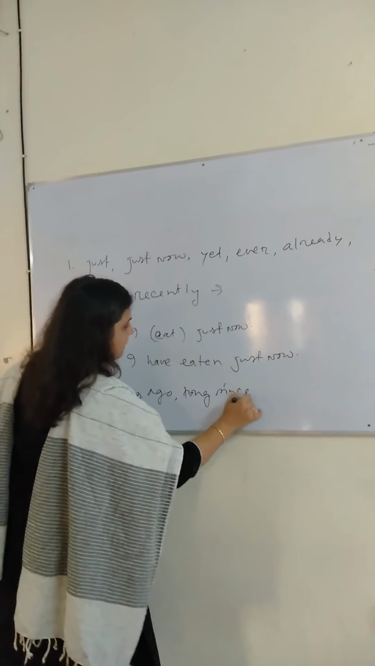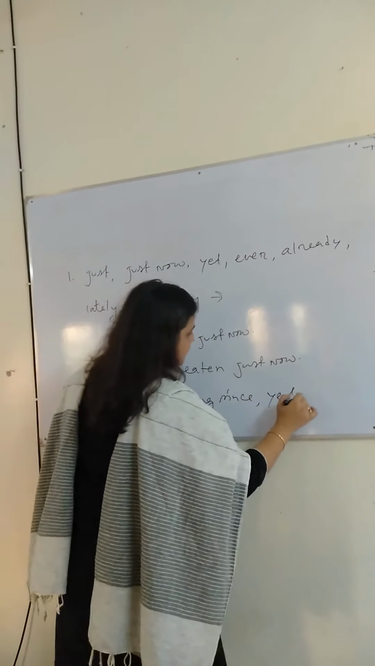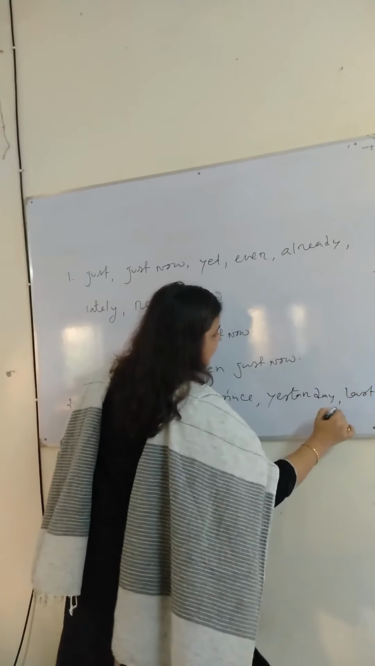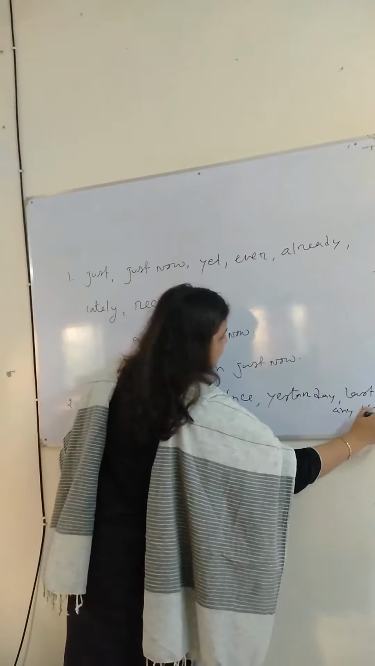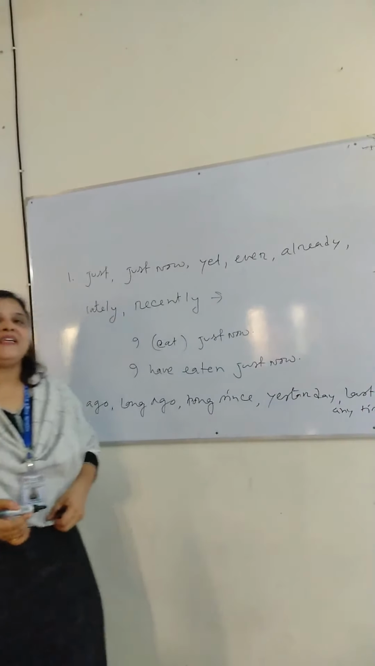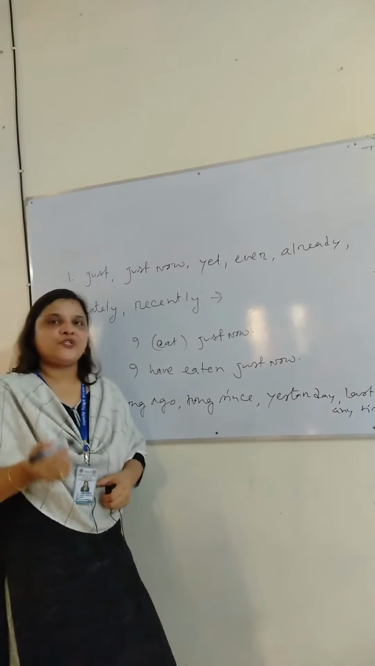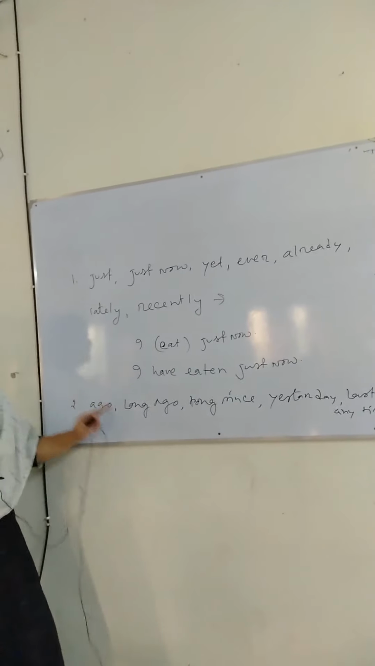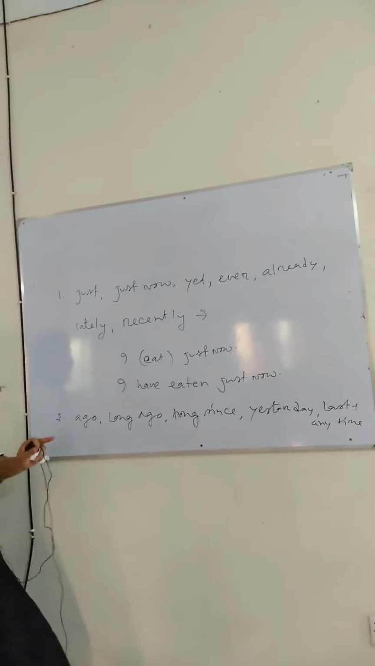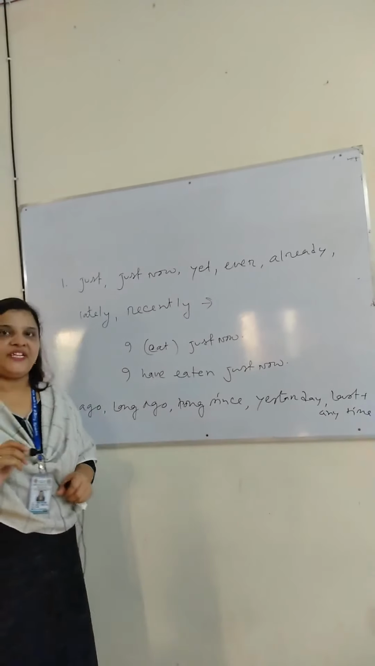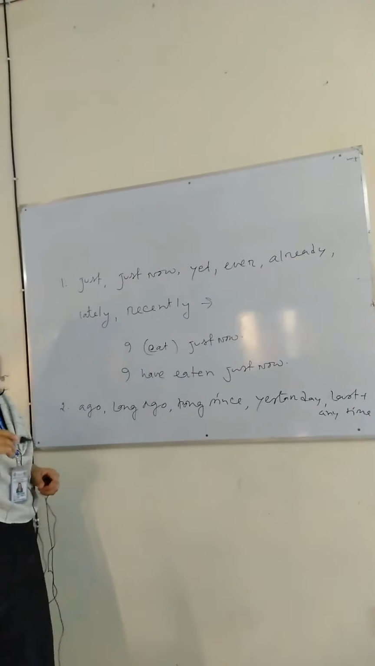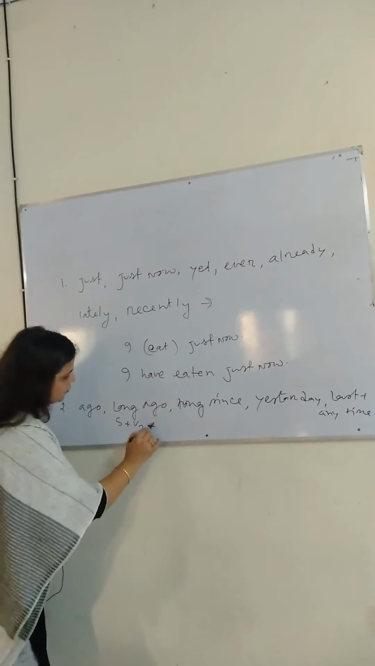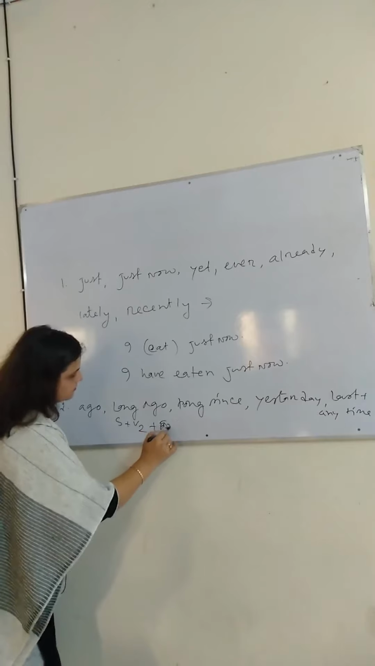since, yesterday, last anything. That means last summer, last day, last night, last week. So whenever you find these words at the end of any sentence or at the beginning of any sentence, you just make it past indefinite tense. And you know the structure of past indefinite tense. The structure is subject plus verb 2 plus extension.